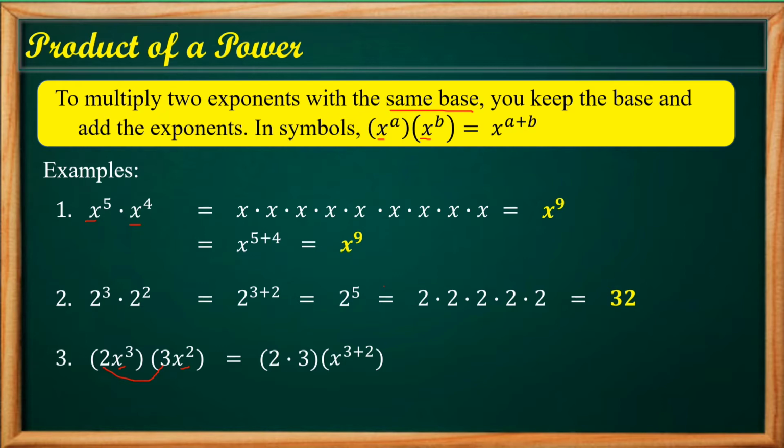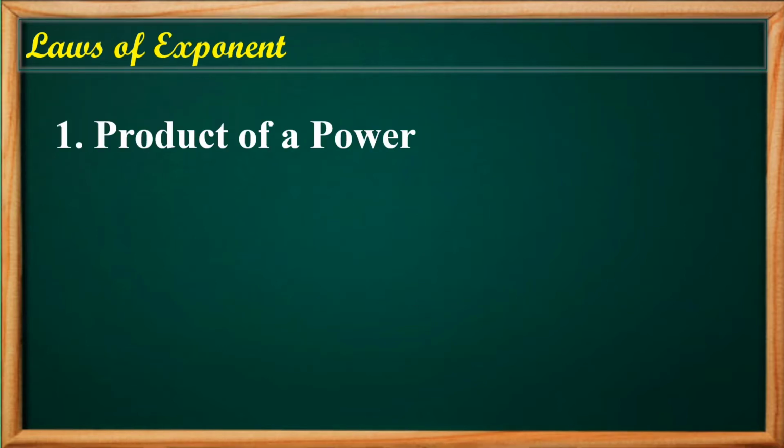That becomes, applying the product of a power, add the exponent, then copy the base. 2 times 3 is 6. Then x raised to the power of 3 plus 2, 3 plus 2 is x raised to the power of 5. Okay, that is the product of a power. The first law of exponents.